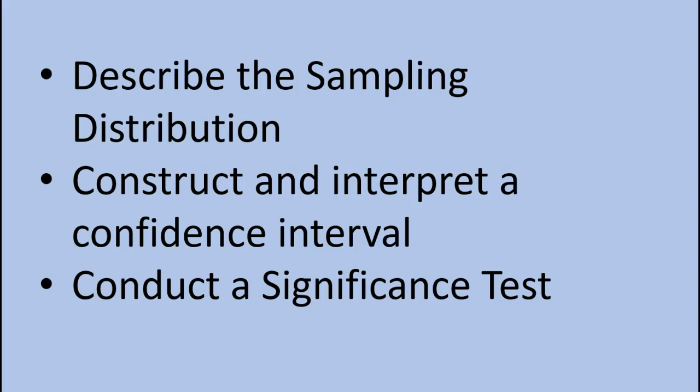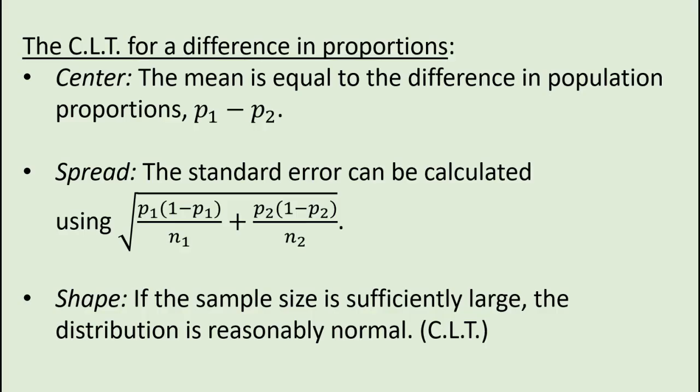Below is the central limit theorem for a difference in proportions. When choosing random samples of size n1 and n2 from the populations with proportions p1 and p2, additionally, we need both of those to be independent. The distribution of the difference of proportions has the following characteristics if the samples are random and independent. Center: the mean is equal to the difference in population proportions, p1 minus p2. Spread: the standard error can be calculated using this formula.